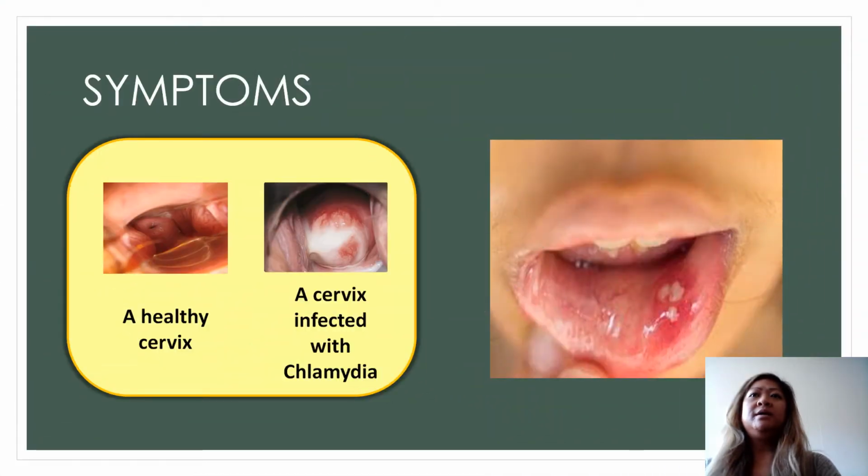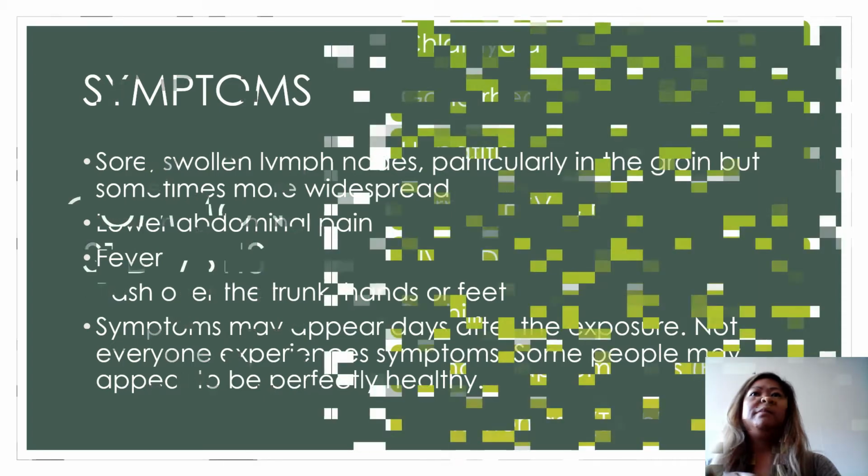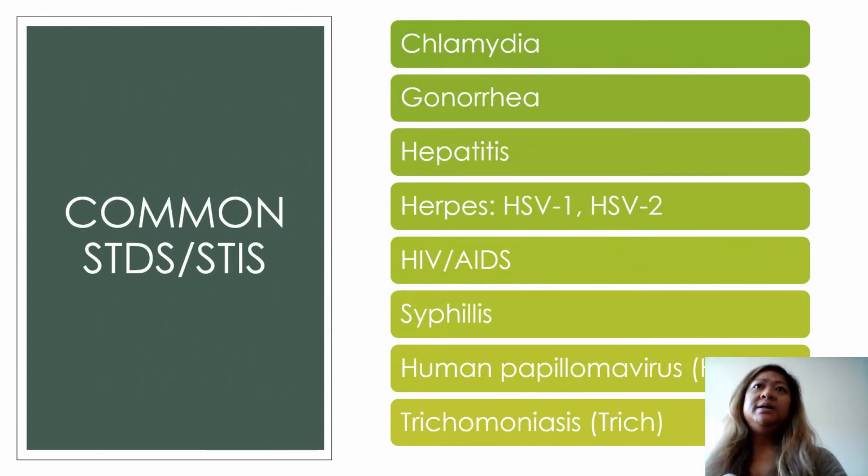So these are some pictures of some of the symptoms that somebody with an STD would probably have. These are the most common STDs. Chlamydia can permanently damage a woman's reproductive system, causing infertility. It is also known to cause ectopic pregnancies. Gonorrhea is most common in people between the ages of 15 to 24. It can infect the genitals, rectum, and throat.